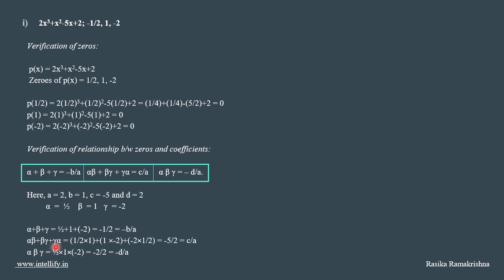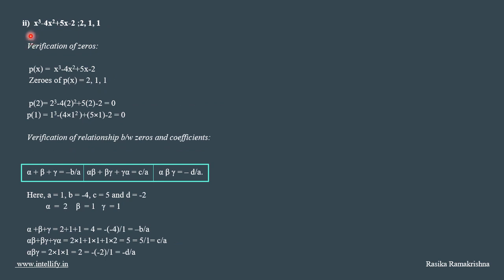So alpha beta plus beta gamma plus gamma alpha is going to be minus 5 by 2. What is your c by a? Minus 5 by 2. So that checks as well. Alpha beta gamma is going to be minus 2 by 2, which is nothing but minus 1. What is your minus d by a? That is minus 2 by 2, which is nothing but minus 1. So we have verified. Alright, so let's move on to the second subdivision.